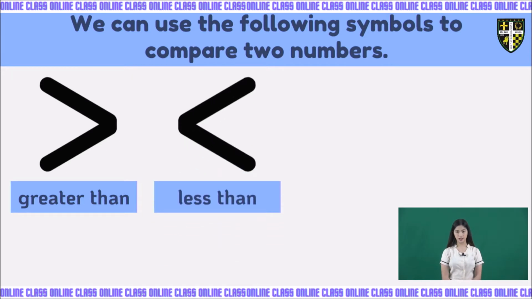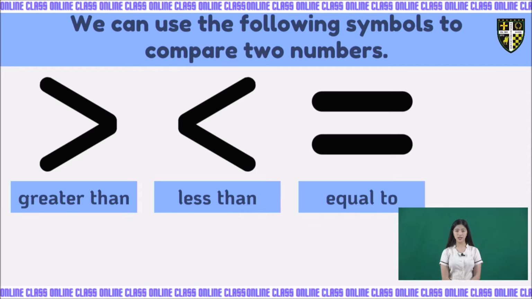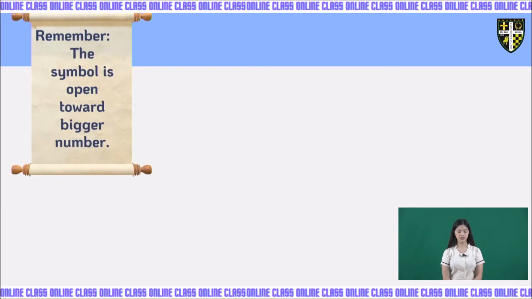The second one is less than. So, we use less than when the first number is smaller than the second number. And the last one, we have equal to. We use equal to when the two numbers have the same amount. So, kids, remember, the symbol is open toward the bigger number. It means the symbol is always eating the bigger number.